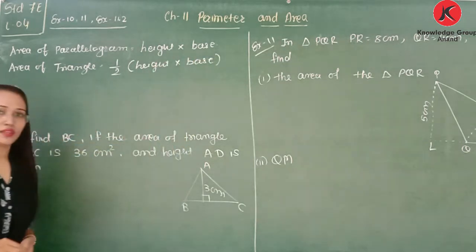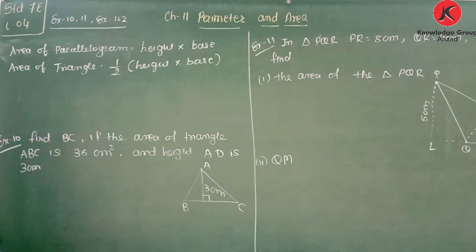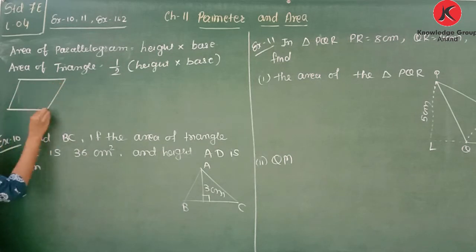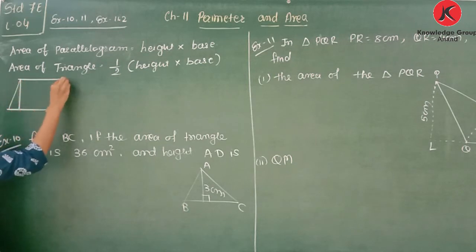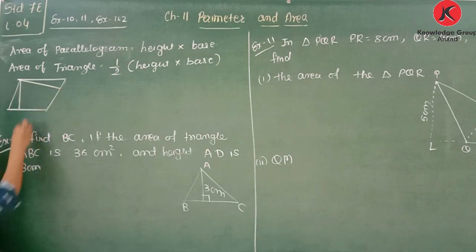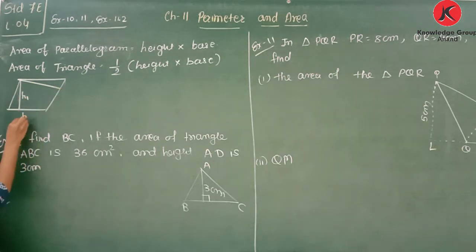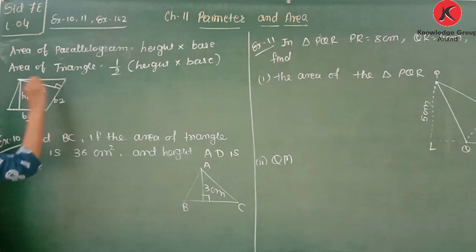I already explained that whenever you consider the height, you need to take the corresponding base that makes a right angle with the height. For example, if we consider this parallelogram, then there are four possible heights. We can draw height like this. We can consider this height also. We can consider this height also. If we consider this height h1, then this one will be base. If we consider this height as h2, then this will be your base.